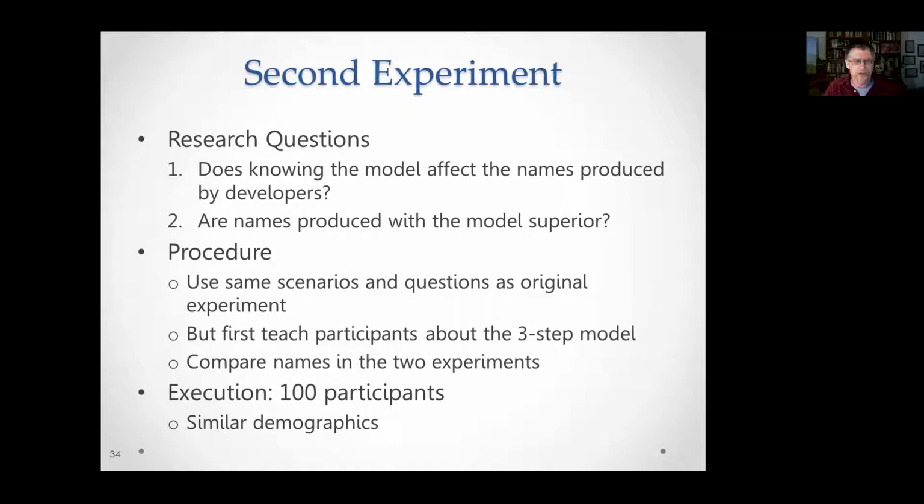The procedure we used is exactly the same as in the original experiment. We used the same scenarios and questions. But first, we give the participants a short tutorial about the 3-step model. We then compare the names given in the 2 experiments. During execution, this experiment was performed by 100 participants with similar demographics to the first experiment.